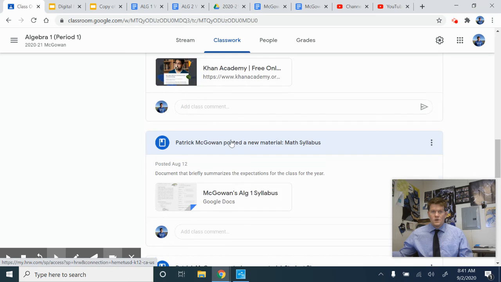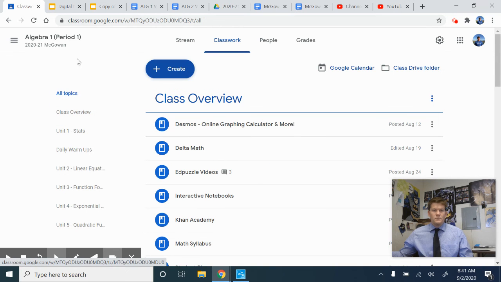And that's it for me, guys. Remember, Algebra 1, Algebra 2, their classrooms are set up the same. So organizationally, it looks almost identical.